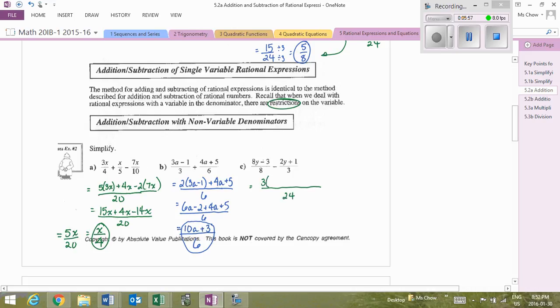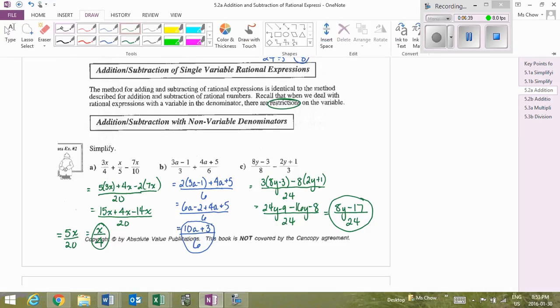So the first rational expression, our first fraction, would be 3 times 8y minus 3, and then minus 8 times 2y plus 1. So then distribute: 24y minus 9, and distributing the negative 8, so minus 16y minus 8, and that's all over 24. And combining our like terms, then we've got 8y minus 17 all over 24. Cannot be simplified further, no variables in the denominator.